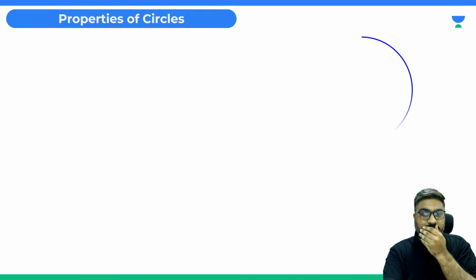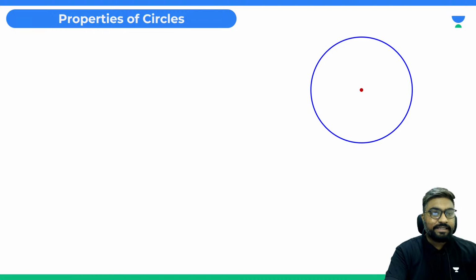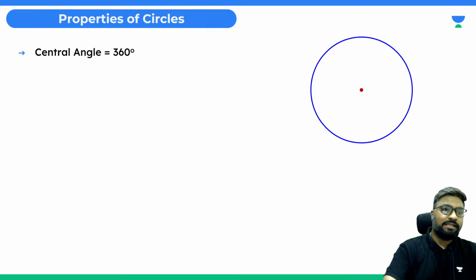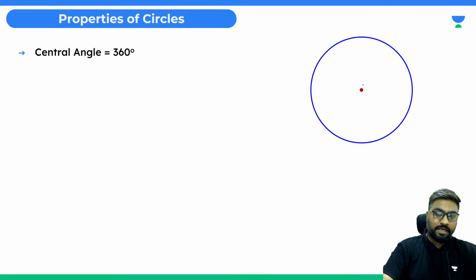So properties of circle. We all know circle has no sides, it has a center. The angle that is formed at the center is 360 degrees. Yes, the angle formed at the center is 360 degrees.